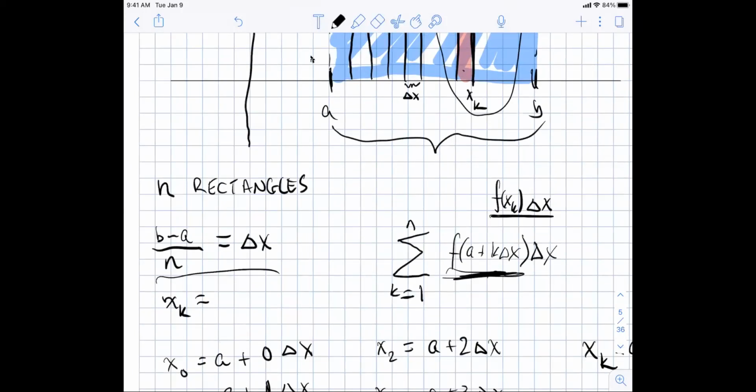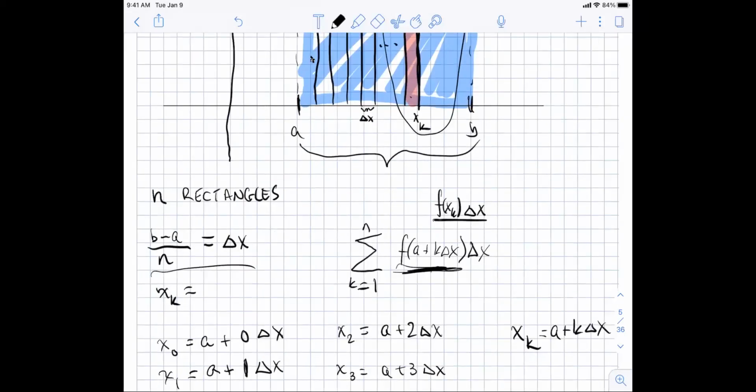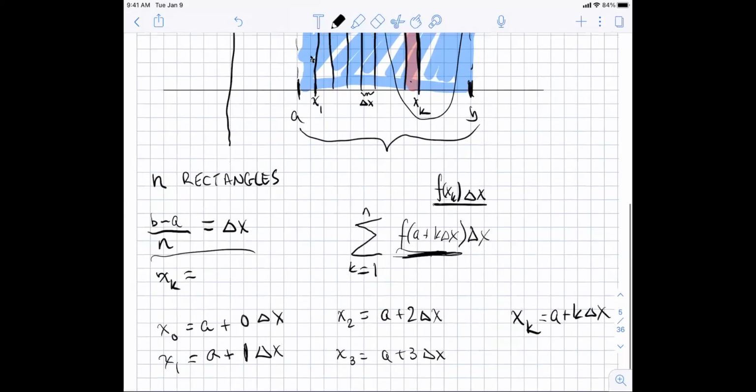So whatever our index variable is, that's what we need to know where we start it. Because we're starting at the right edge of the first rectangle, that's x1. So we start with k equals 1, and we end with k equals n when we're over here at b. When k is n, xn is a plus n times b minus a over n, which simplifies to b.